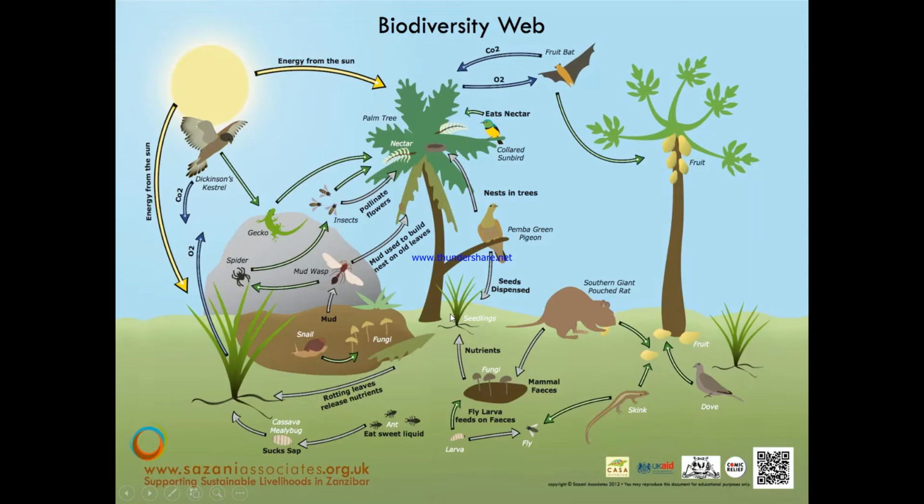Let's go ahead. This is how we depend on each other. Each species of animals, birds, plants and insects depends on each other. You can make out from here. This is called the biodiversity web.